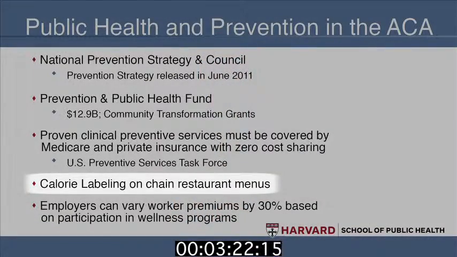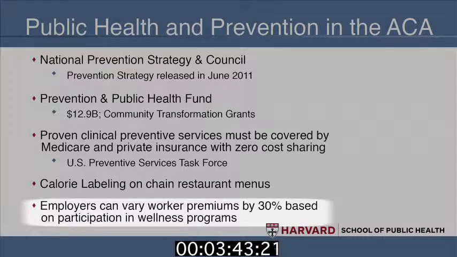Another element in the ACA, beginning in 2014, later this year, we expect all chain restaurants with at least 20 outlets will have to label on all their menus, menu boards, and drive-through menu boards the number of calories for every item. I'll talk a little bit more of that in a minute.